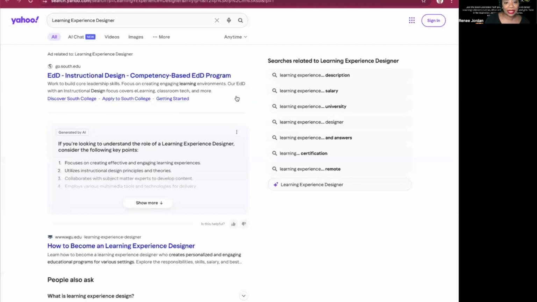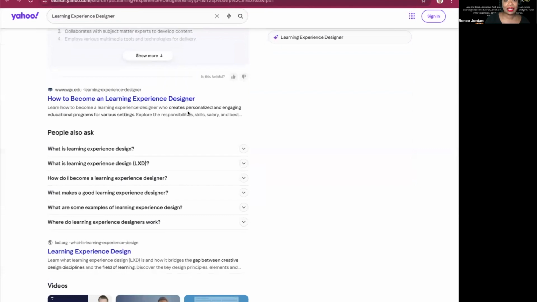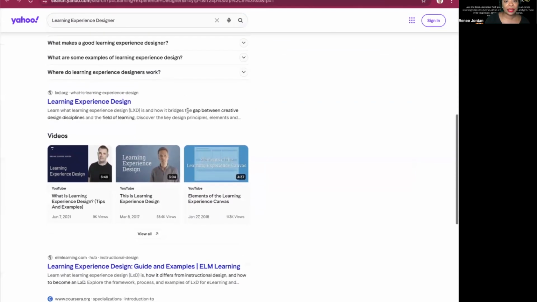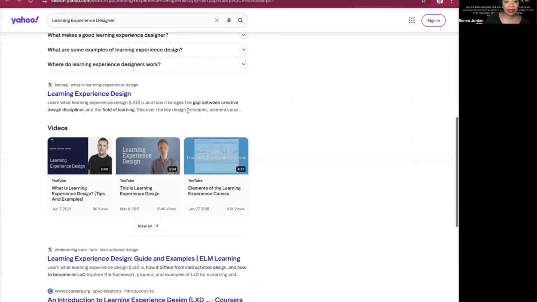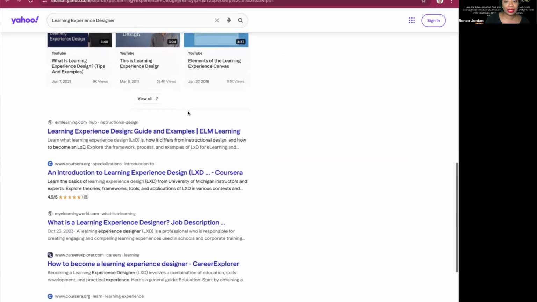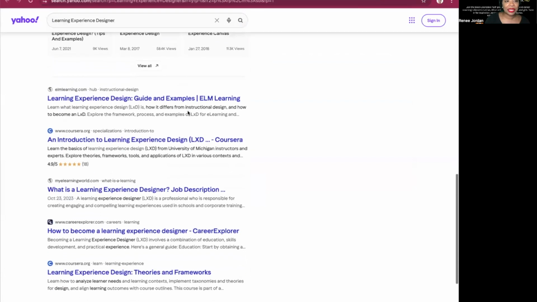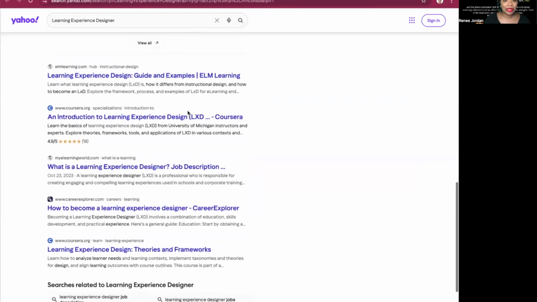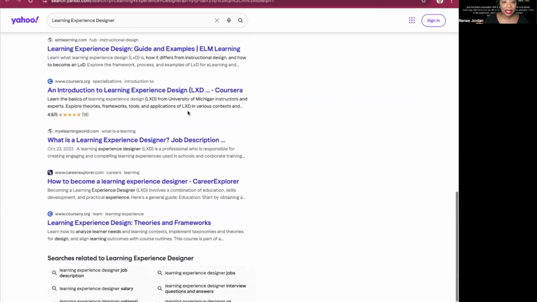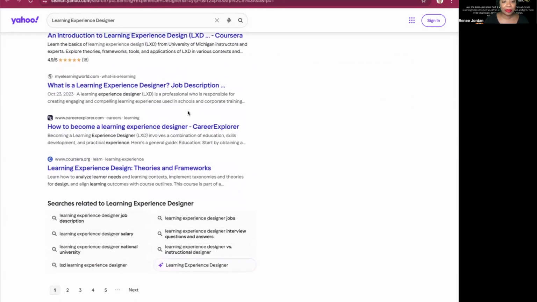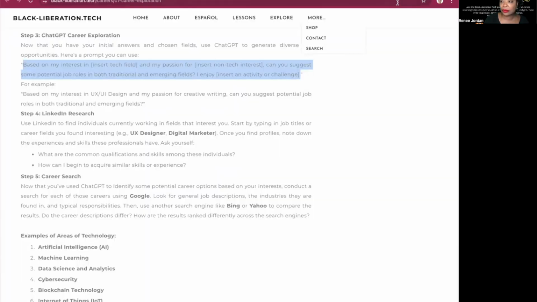So go.south.edu pops up first. So a doctorate in education, instructional design, competency-based ed program. How to become a learning experience designer. Learning experience design. Okay, so this is more about learning. And so what's different here, I'm seeing more information about how to become a learning experience designer versus job openings, learning experience design theories and frameworks.